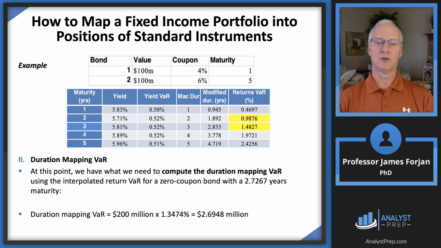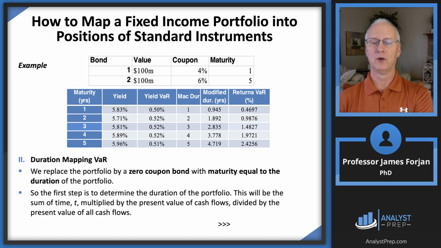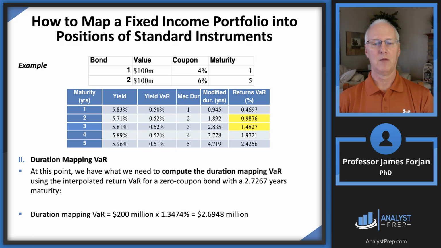And so this makes sense, right? Back here with the principal mapping, we got about 3. But that was based on a maturity date of 3 years, right? And a weighted average maturity date. So when we use duration, assuming these are coupon paying bonds, which of course they are, 4% and 6%, we have to get some lower number, right? So this is about 2.7%.